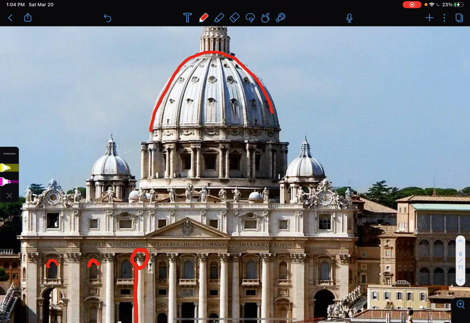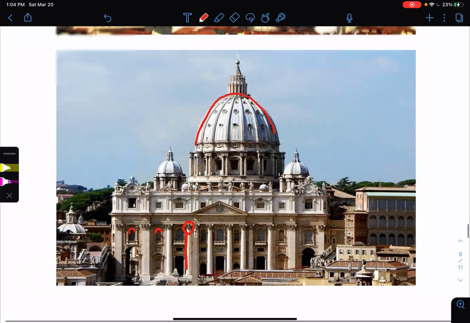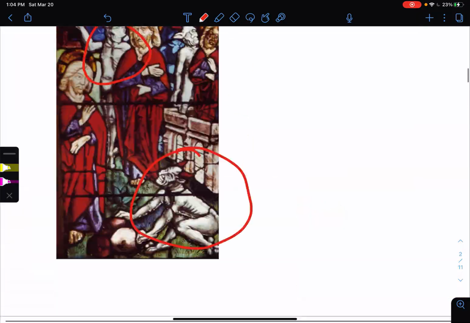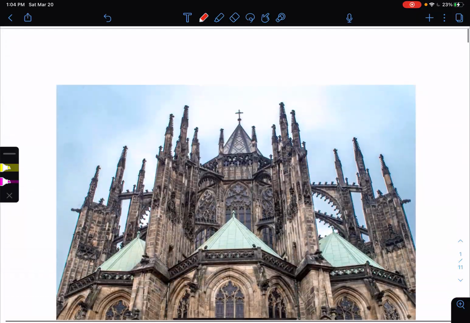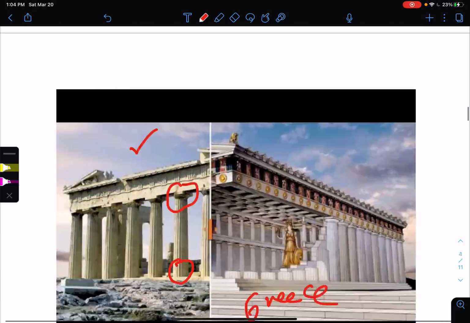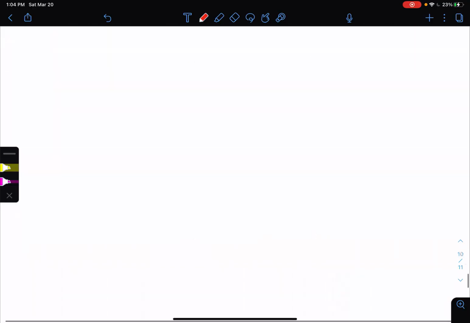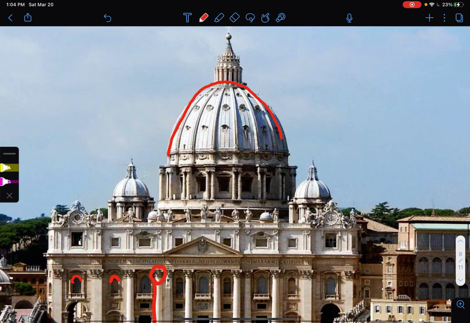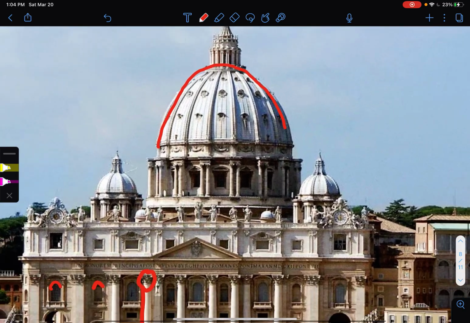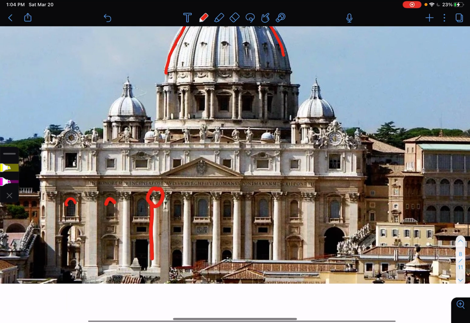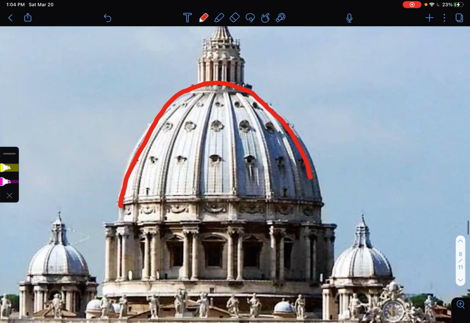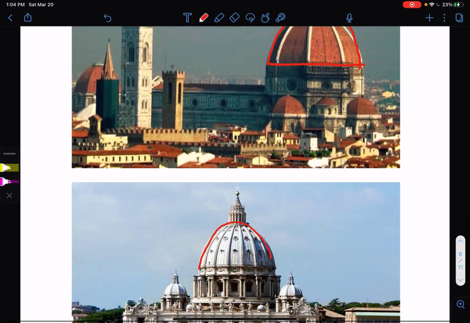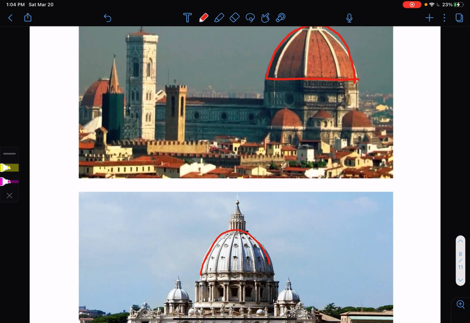Okay, so Renaissance architecture looks nothing like this. This is Gothic, and then we have Renaissance. The biggest example of Renaissance architecture, or the biggest telltale sign, is the columns, the arches, and obviously the dome. Okay, so these are two images that you will need to know.